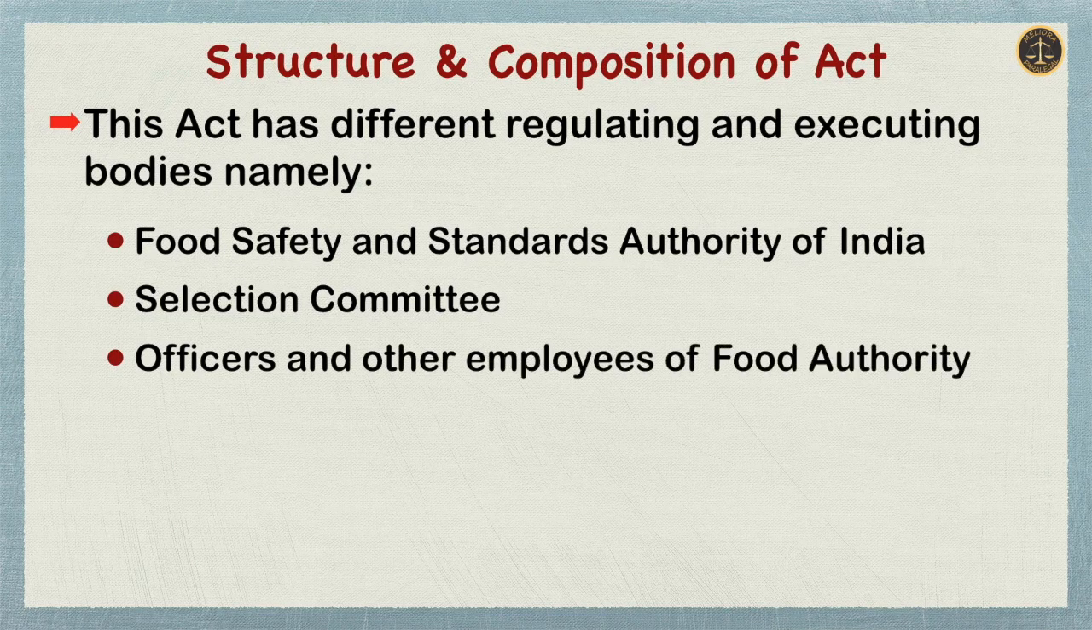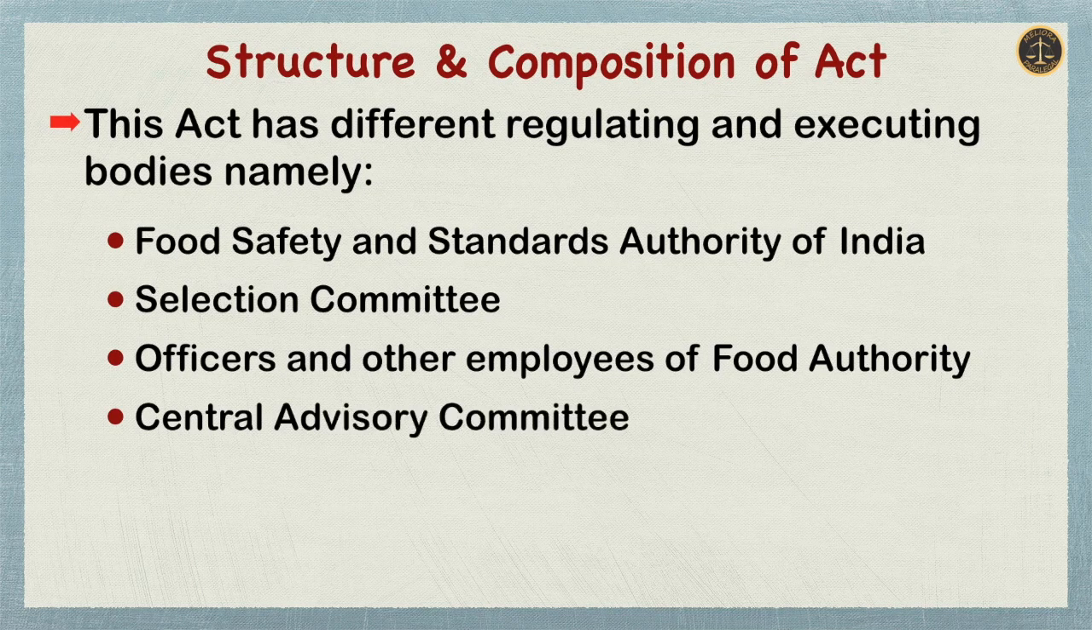Next, officers and other employees of the Food Authority. There shall be a chief executive officer of the Food Authority, not below the rank of additional secretary to the Government of India, who shall be the member secretary of the authority, to be appointed by the central government. Next, Central Advisory Committee. The Central Advisory Committee shall consist of 2 members, each to represent the interests of food industry, agriculture, consumers, relevant research bodies, and food laboratories, and all commissioners of food safety, and the chairperson of the scientific committee shall be ex officio member.